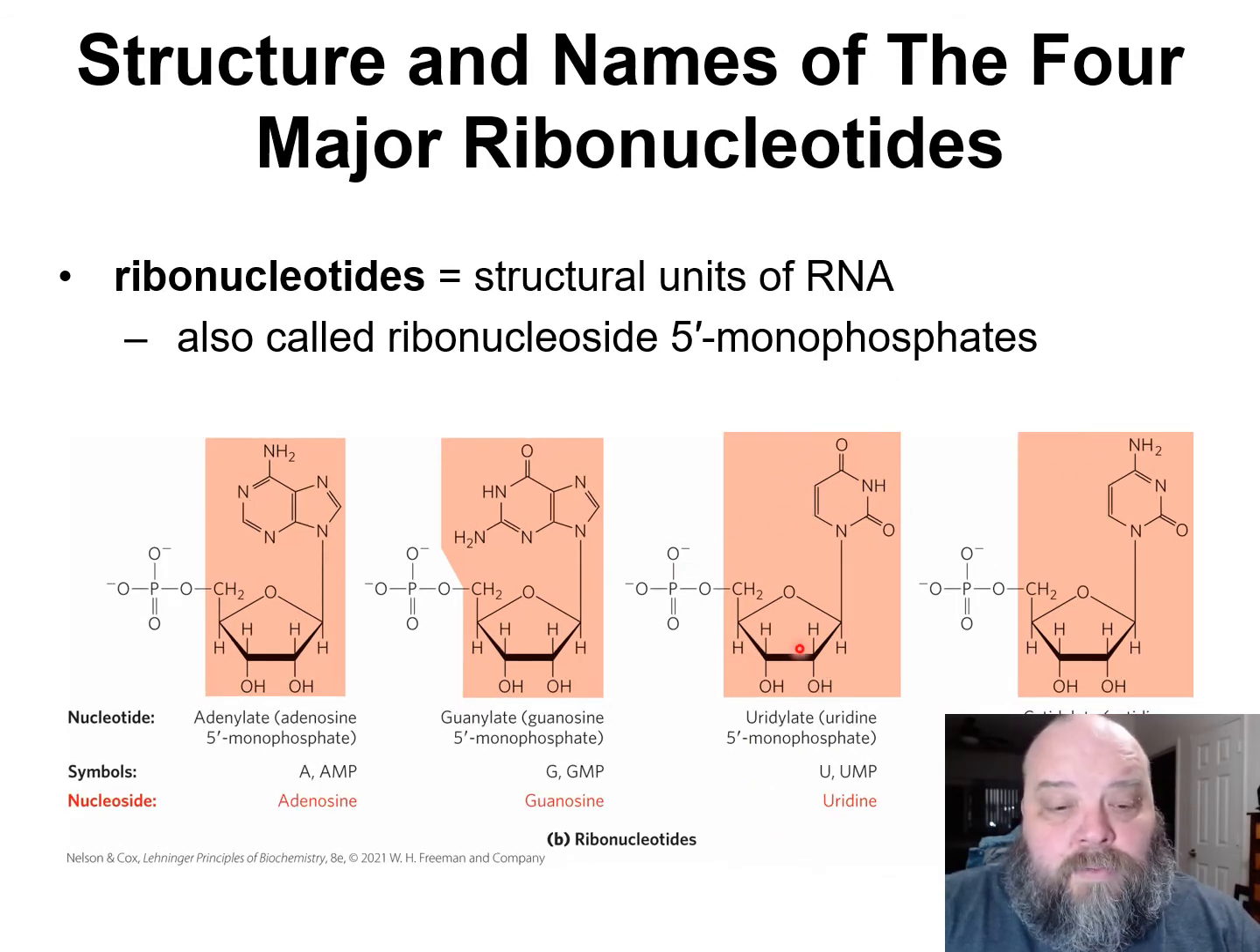Same thing with the RNA bases. Again, how do I know it's RNA? Well, right there, 2' hydroxyl. Ribonucleoside 5' monophosphate. Adenosine 5' monophosphate. Guanosine monophosphate. Here it's just AMP, GMP, UMP, and so on.